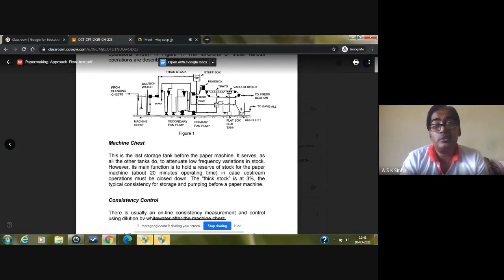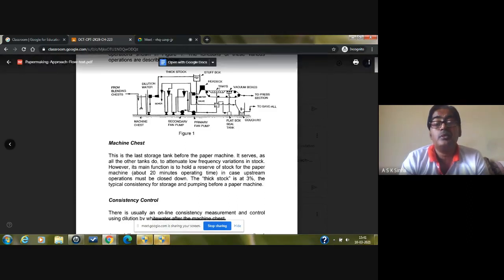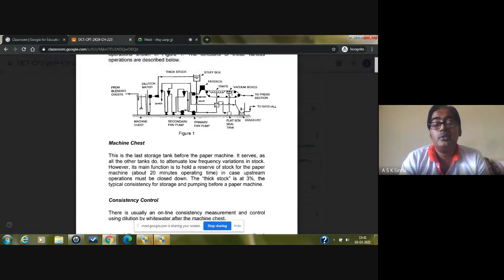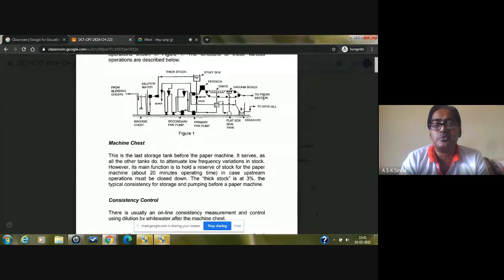And you can see here, once it comes to the wire section, we have the trays here, then water removal elements, drainage elements will be there. We are applying the vacuum again for removal of water. Finally, the wet paper sheet will be forming here, and then it's going to the press section.